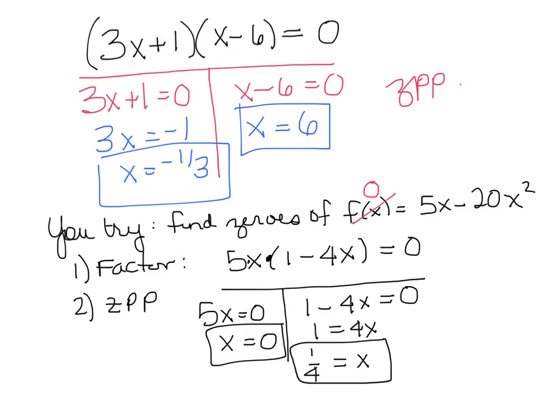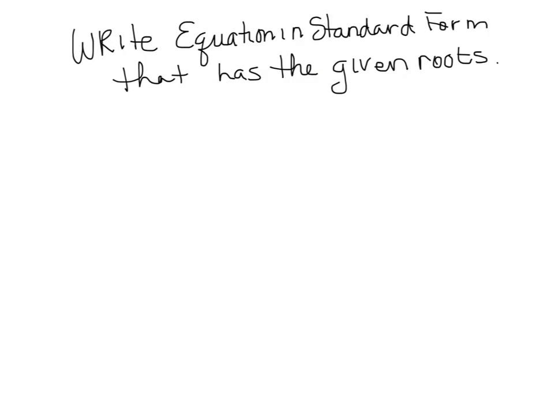Okay, so let's try one more thing. We get to do one last little thing, so it's going to be fairly short. We're just trying to write an equation in standard form that has the given roots. What does that mean? If I give you the roots, for example, maybe I'll give you x is equal to 3 and -7 are the given roots. Could you write the equation for which this would be the solution?